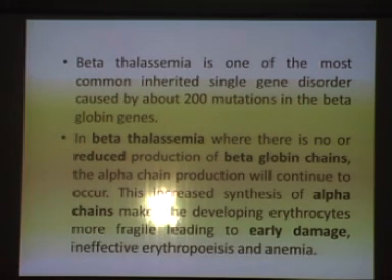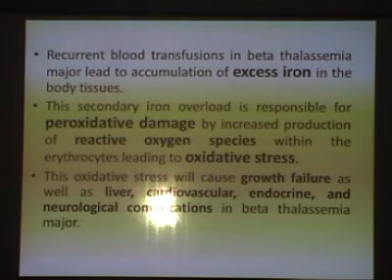In beta thalassemia, there are reduced beta globin chains and thus increased synthesis of alpha chains, which is unopposed, leading to more fragile, early damage of the RBCs. Recurrent blood transfusion causes excess iron, as you know. This excessive iron overload causes peroxidative damage, release of reactive oxygen species, and oxidative stress, which will cause growth failure, hepatic, cardiovascular, endocrine, and neurological complications.